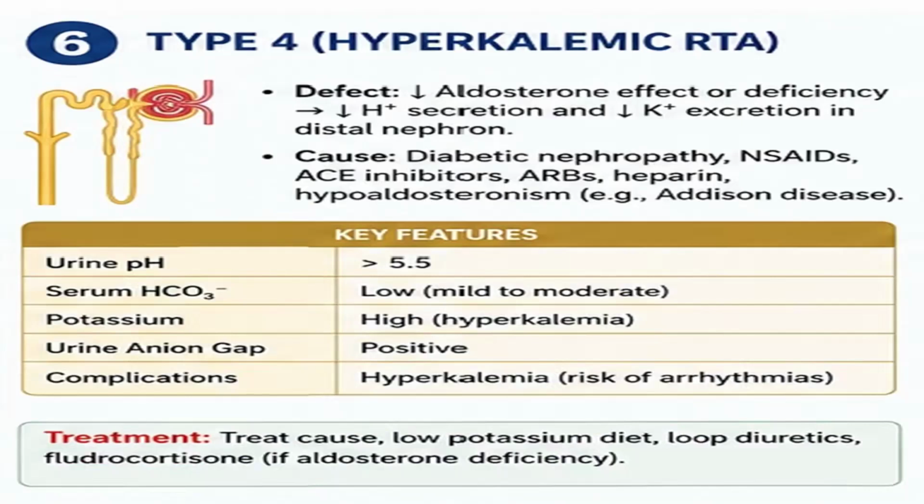Now, type 4 is the most common form in adults and is associated with low aldosterone activity or resistance to its effects. Unlike other types, it is characterized by high potassium levels, or hyperkalemia. Diabetes, adrenal disorders, and medications such as ACE inhibitors or potassium-sparing diuretics are common causes. Treatment includes addressing the underlying conditions and controlling the potassium levels.